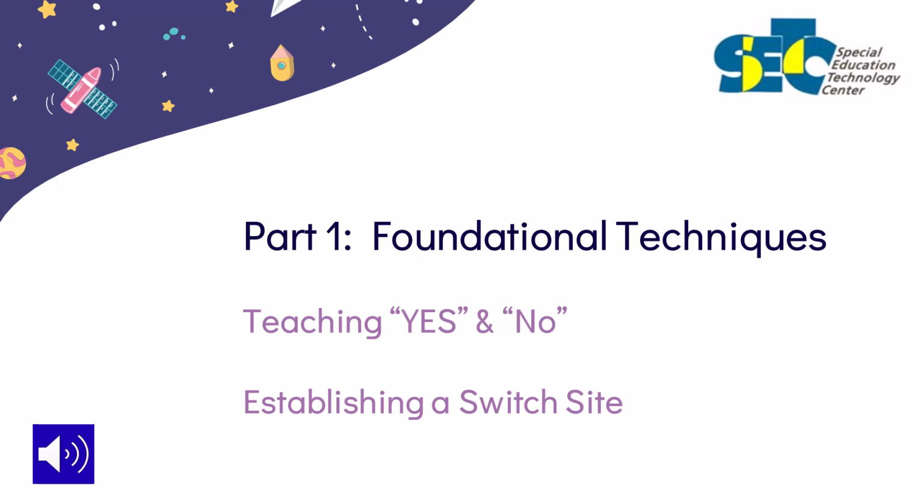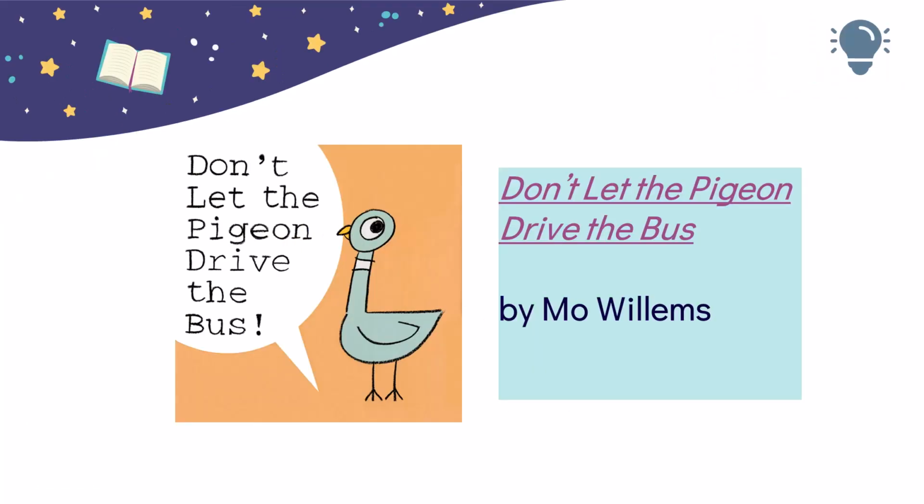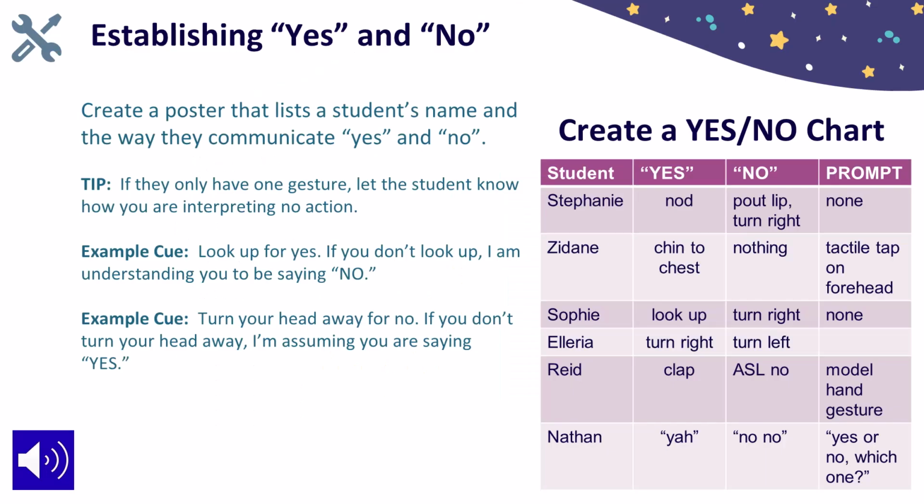in your environment. Throughout Module 1, we will be applying ideas to the book Don't Let the Pigeon Drive the Bus by Mo Willems. Our first technique is establishing a clear yes and no for each student. I would start by asking them to show me your yes and show me your no. If they gesture, head shake, or nod, or have a clear facial expression, let them know what you are observing and that you will be interpreting that expression as yes. Do the same for no.